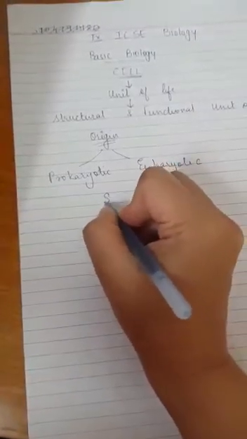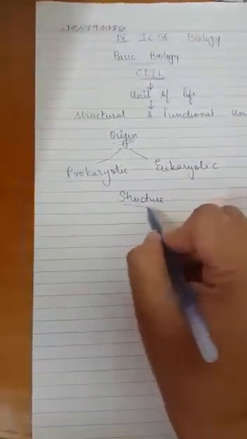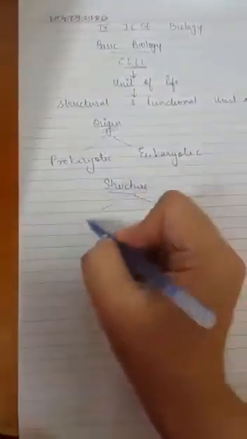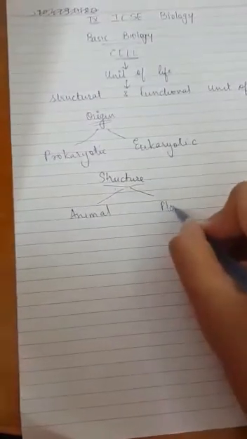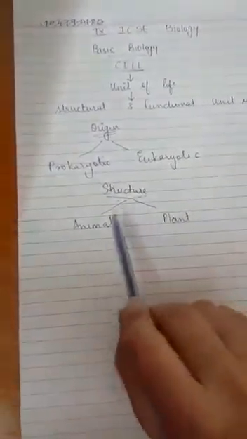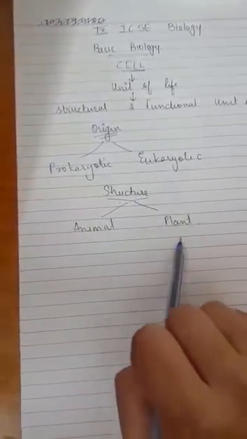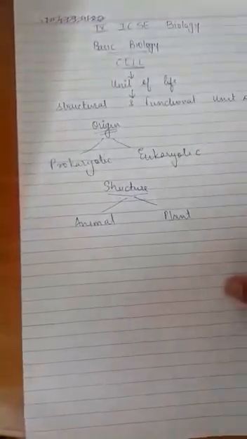Now, depending upon the structure of a cell, we again have two types of cells: animal cell and plant cell. We would be discussing the differences between these two in a while.